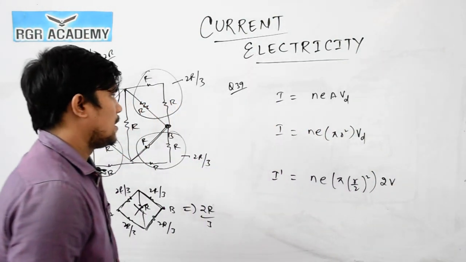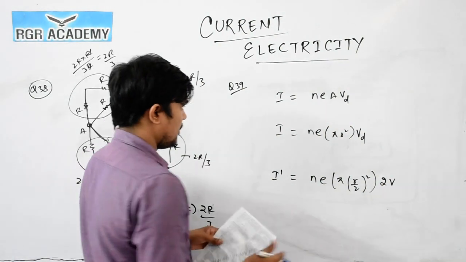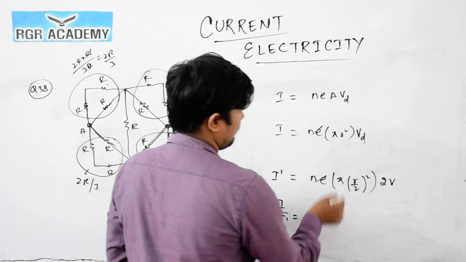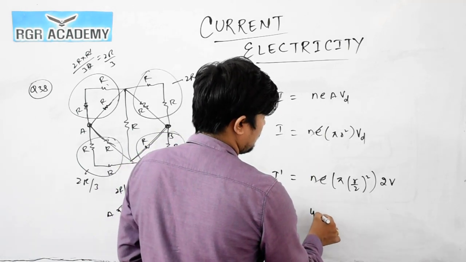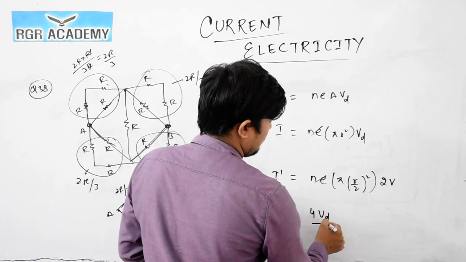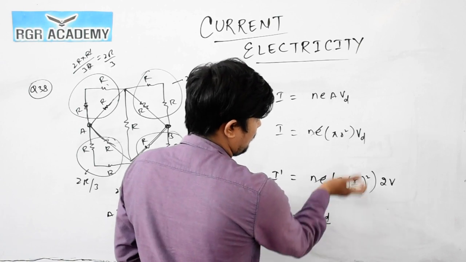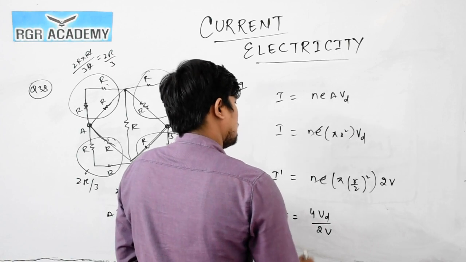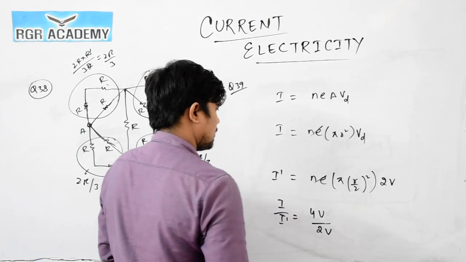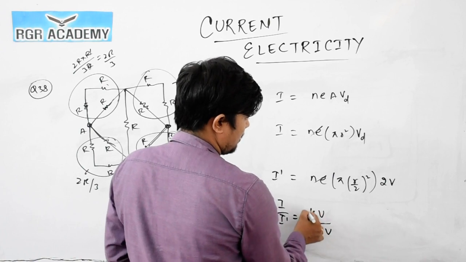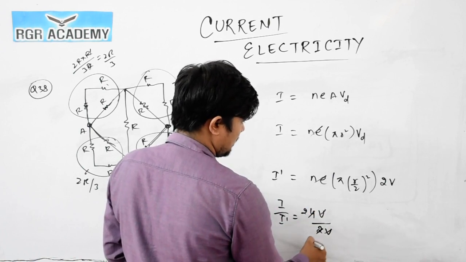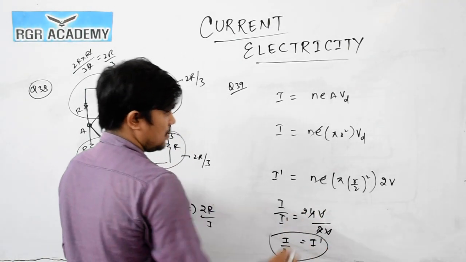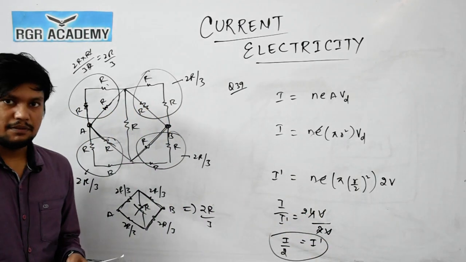Now if you divide both the values, I by I dash will be equal to NE will cancel out, pi will cancel out, r square will cancel out. So 4 into Vd divided by, because this 4 will go in the numerator, into 2v. Previously the drift velocity was v only. So 2, v will cancel out. So we can say that I dash will be equal to I by 2. So option number second will be correct.